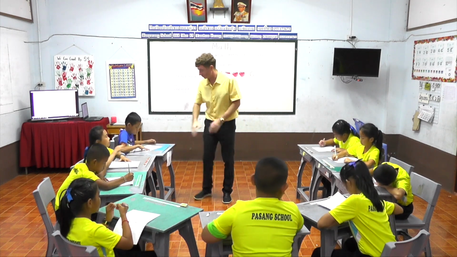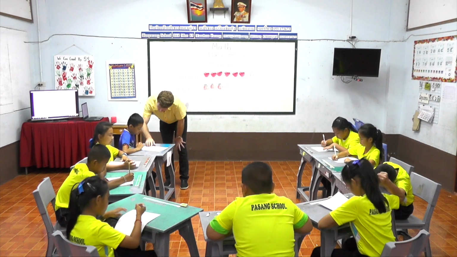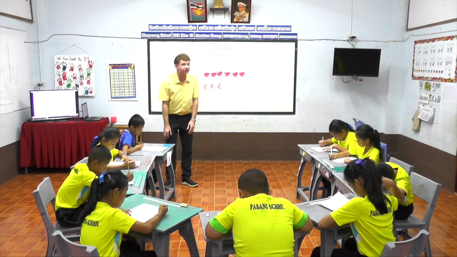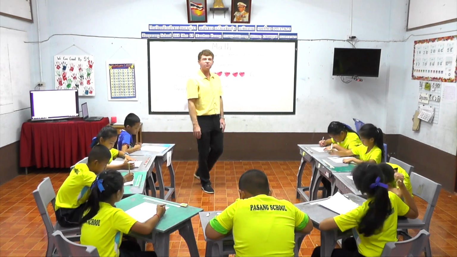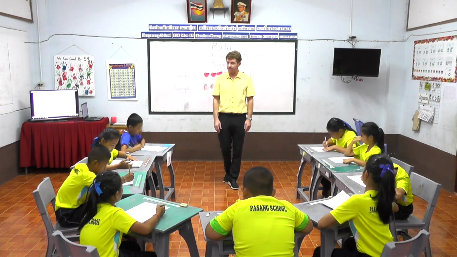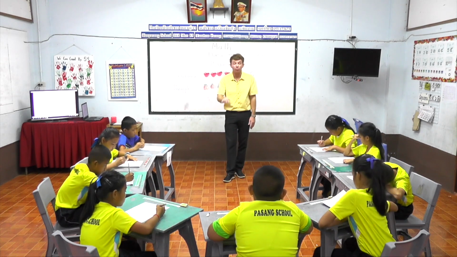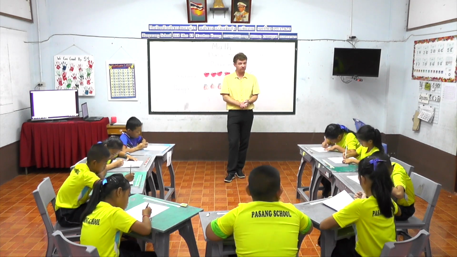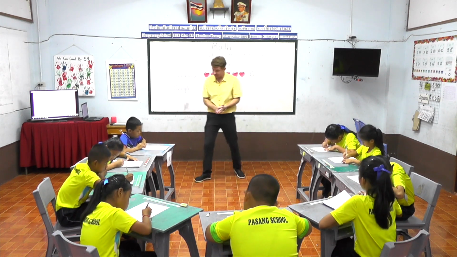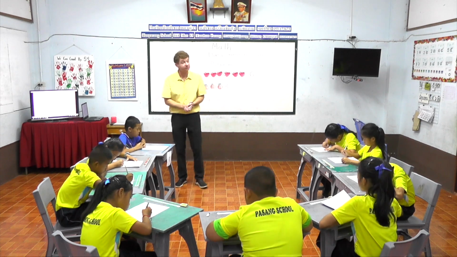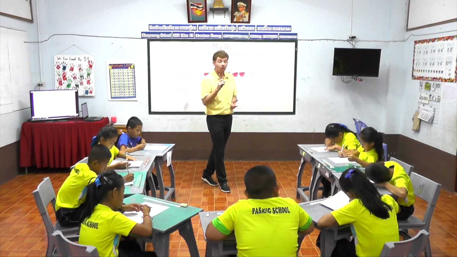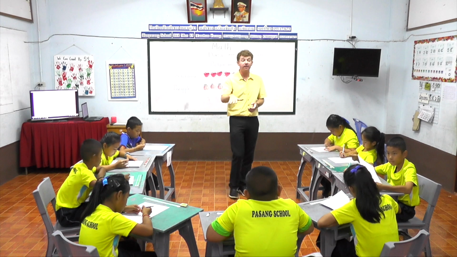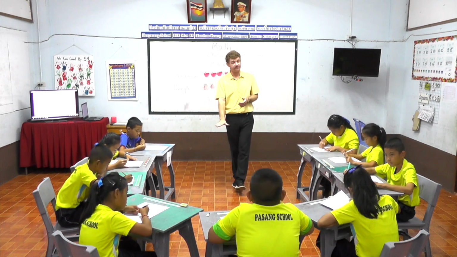For example, the first question, which animal is fewest? And fewest, what does fewest mean? The least. So which animal has the least amount of pictures? Let's see. Down, that's correct. Down, horse only has one picture. So horse is the least.